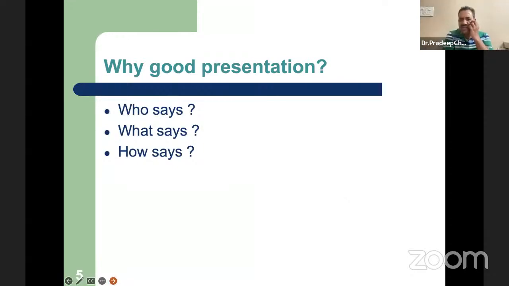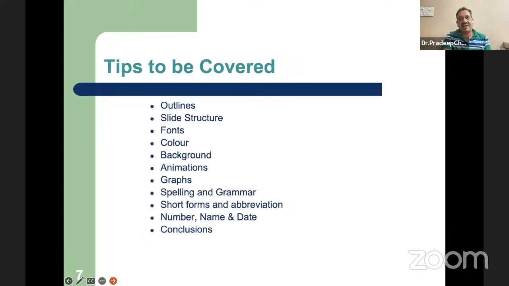Why is a good presentation needed? Because it is very important in every presentation: who says, what says, and how says. Who and what you can control, but how you say it in your presentation is very important. What impact you are going to give in your presentation, that we're going to discuss.